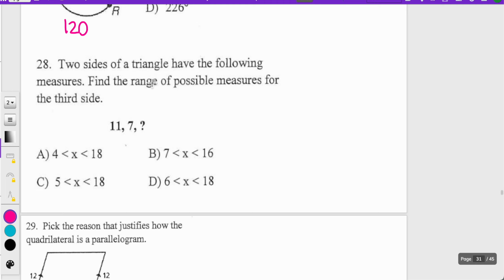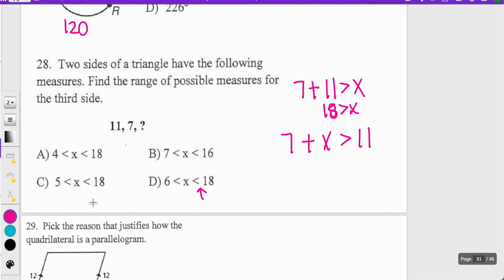Two sides of a triangle have the following measures. Find the range of possible measures for the third side. That just means I need to be able to do 7 plus 11 should be greater than X, but also 7 plus X should be greater than 11, since 11 is the biggest number. The first option should be 18 is greater than X, so X is less than 18, which is showing up here, here, and here.